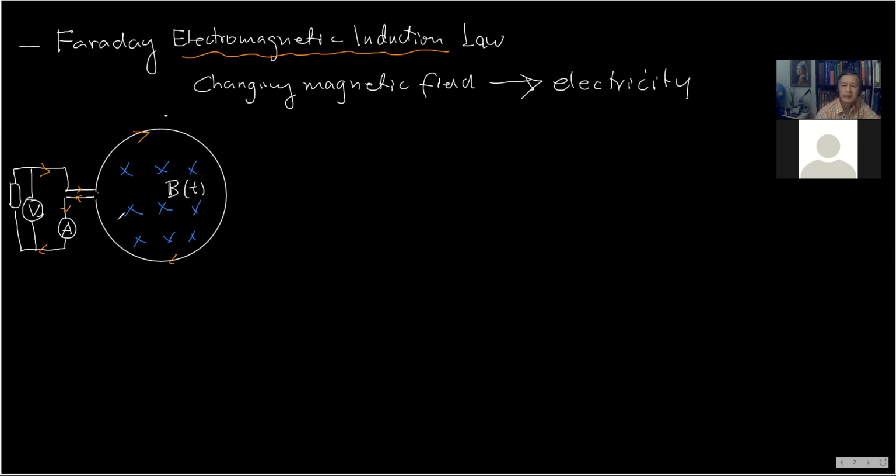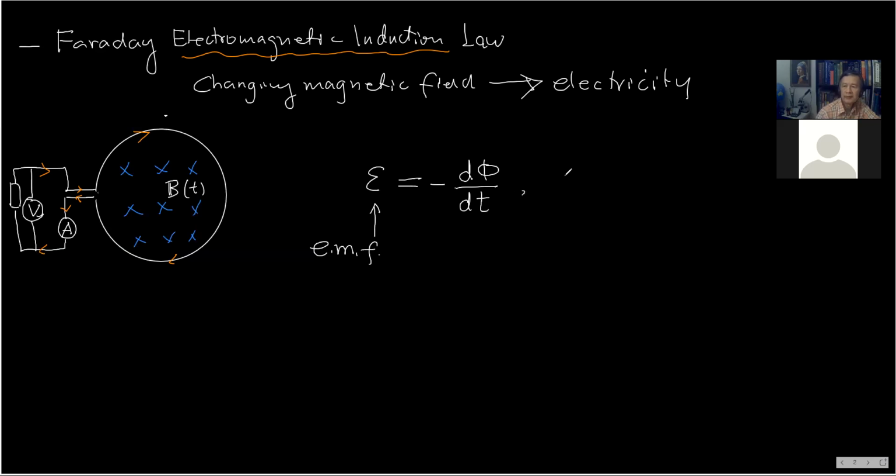Probably in this context, Faraday's law can be written as epsilon equals minus d phi by dt. Have you seen this notation? No? Oh, that is Faraday's law. And again, in this context, this is also called EMF. This EMF is not generated by a battery, but by the changing magnetic field.